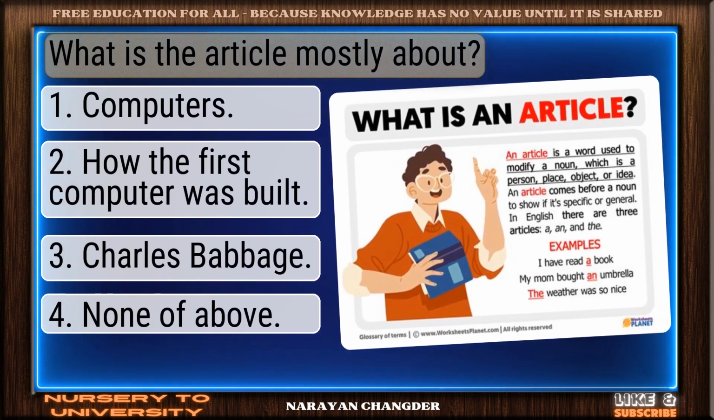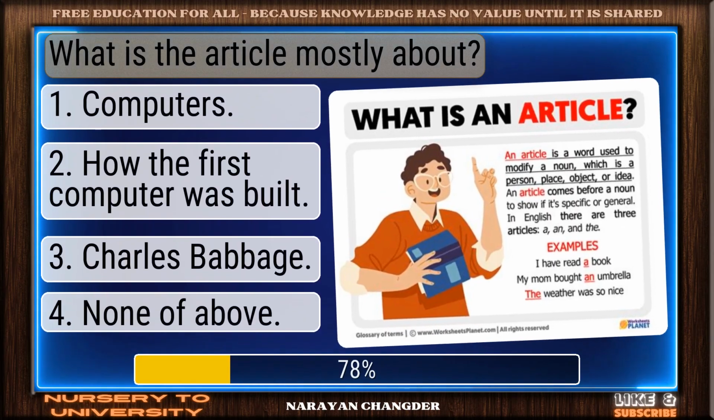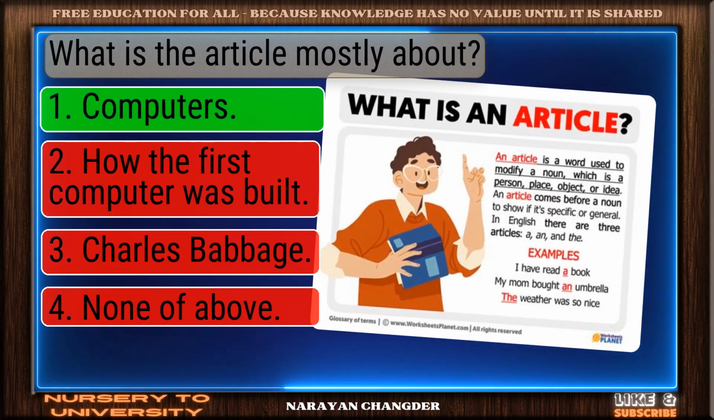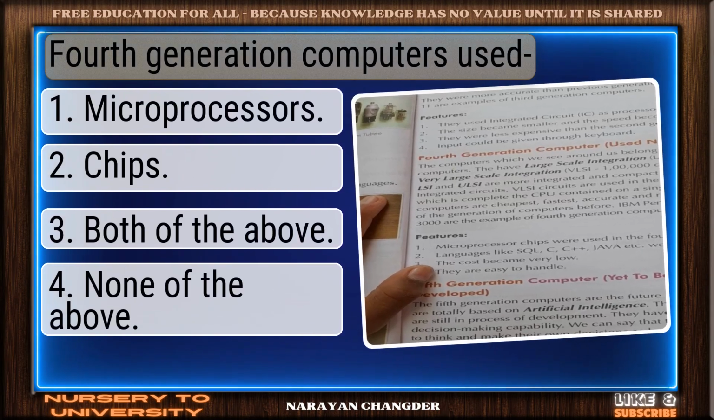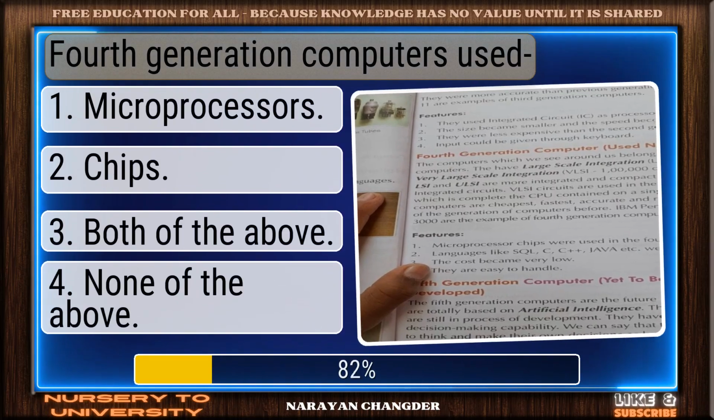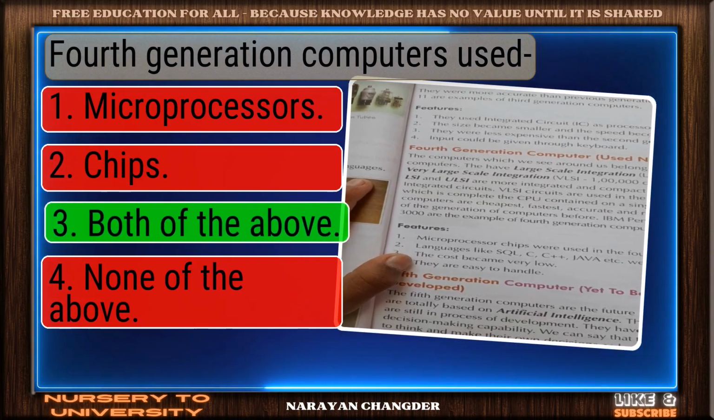Question number 67. What is the article mostly about? Sharp thinking. Computers is the right choice. Question number 68. Fourth generation computers used. Nicely done. Both of the above is a solid answer.